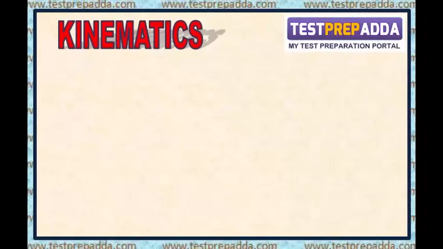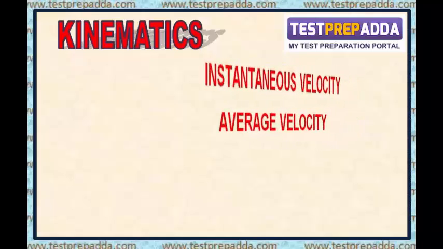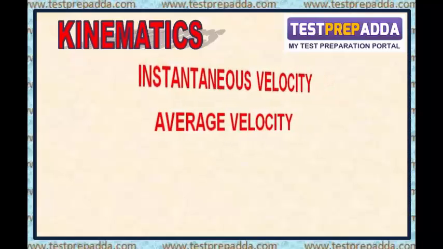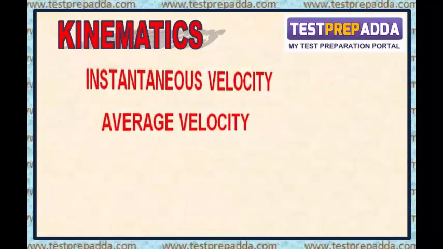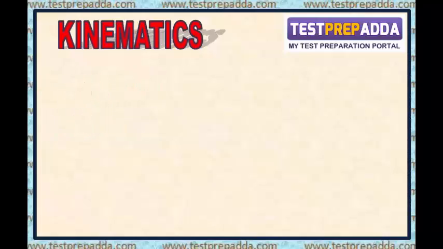Dear students, in the previous video lecture, I talked about average speed and instantaneous speed. In this video lecture, I will talk about average velocity and instantaneous velocity. To understand this, first I'll talk about position vector and displacement vector.